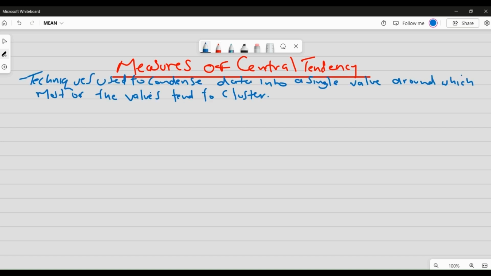Measures of central tendency are techniques that are used to condense data into a single value around which most of the values tend to cluster. Now, there are various types of measures of central tendency, and we are going to look at some of them.